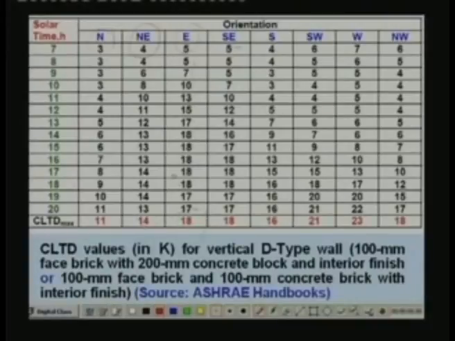For example, for east facing wall, 18 degrees Kelvin is the maximum CLTD, and for southeast wall also it is 18 degrees, and for the west facing wall it is 23 degrees, like that. Okay, so this kind of tables are available in ASHRAE handbooks.